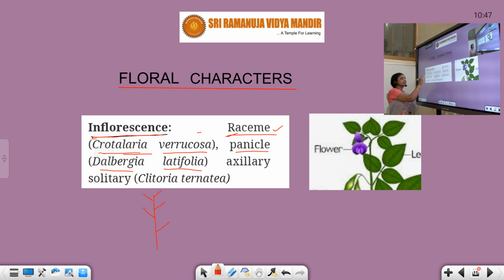Panicle: if the raceme becomes branching, and each branch looks like a simple raceme, that is called a panicle. So all this we have studied. We are describing the morphological characters that we have already studied in the morphology of root, stem and leaf. Morphological character means how it looks externally, the external appearance of the plant. So first we described the root, then stem, then leaf, and now we are describing the floral characters, the inflorescence, the arrangement of flowers.